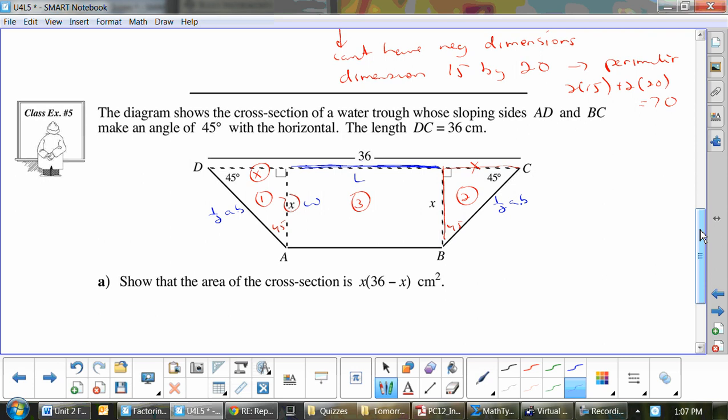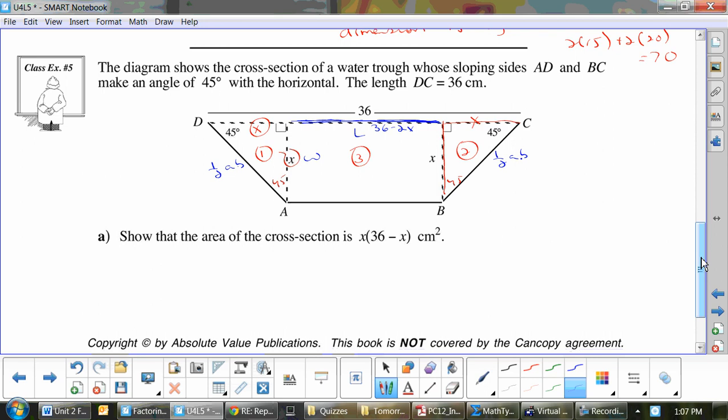Excellent. Because 36 is the entire thing. 36 minus x minus x. So this line here would be 36 minus 2x. So the area, it says, we'll show that the area is this.